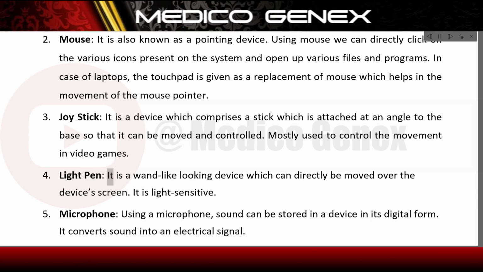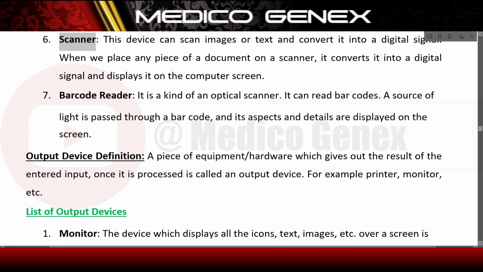Light pen. It is a wand-like looking device which can directly be moved over the device's screen. It is light sensitive. Microphone. Using a microphone, sound can be stored in a device in its digital form. It converts sound into an electrical signal. Scanner. This device can scan images or text and convert it into a digital signal. When we place any piece of a document on a scanner, it converts it into a digital signal and displays it on the computer screen.